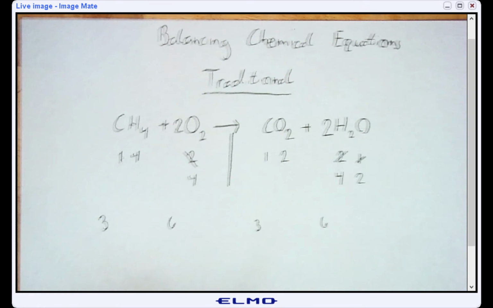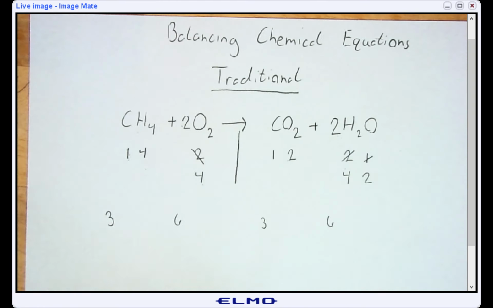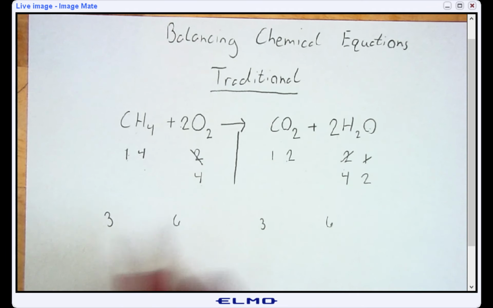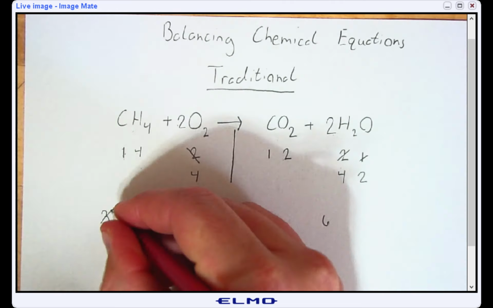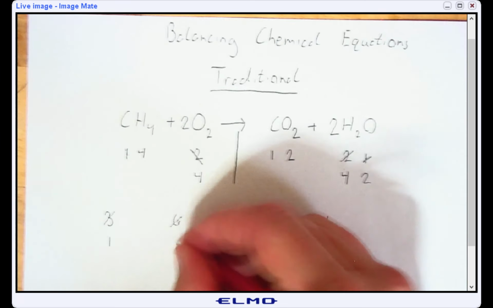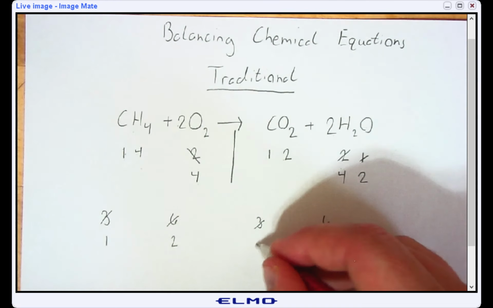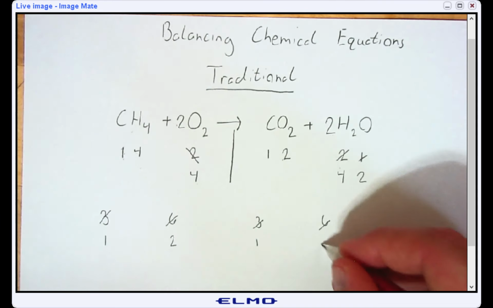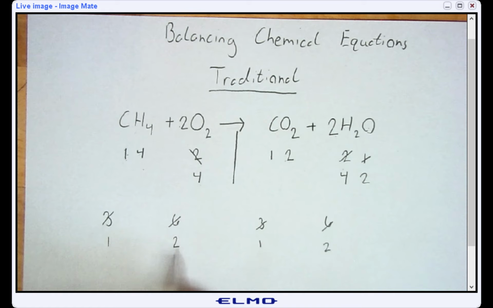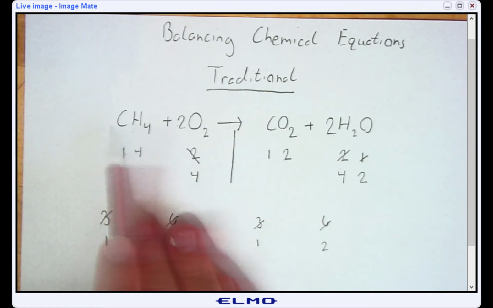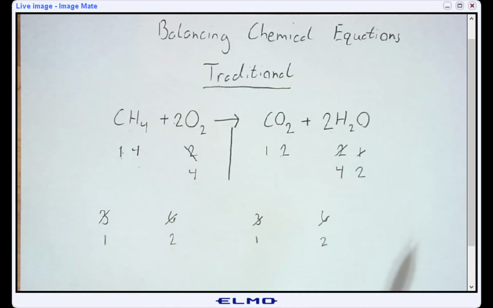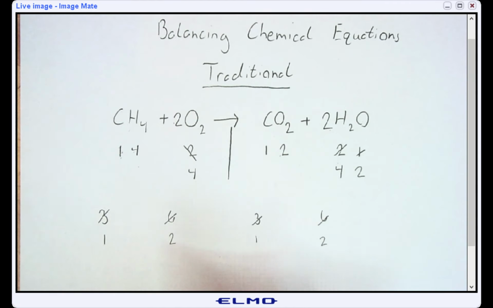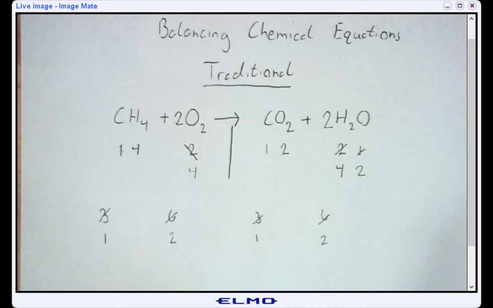However, like in math, we like simplified answers. So what can you simplify 3, 6, 3, and 6 down to? Well, you can divide them all by 3. So divide by 3 becomes 1, 2, divide by 3 again becomes 1, divide by 3 becomes 2. So the coefficients 1, 2, 1, 2. Again, you only need to do this step if the numbers can't be reduced by a single whole number. All right, so that's the first traditional.